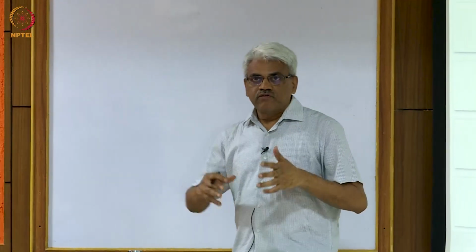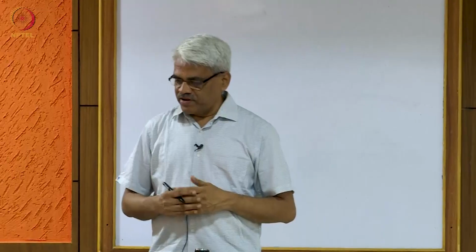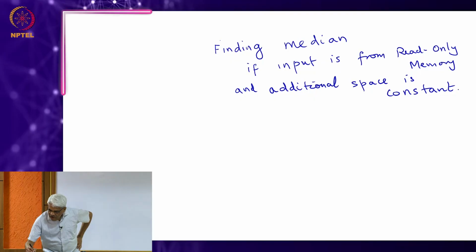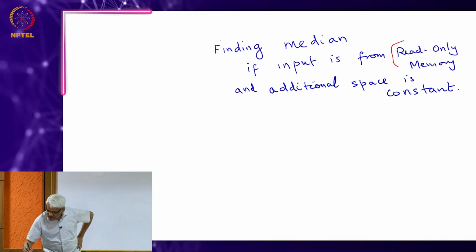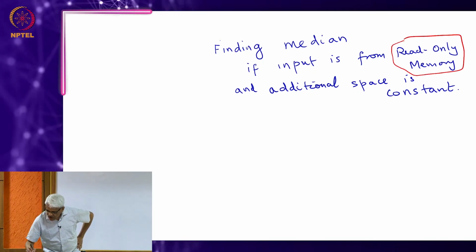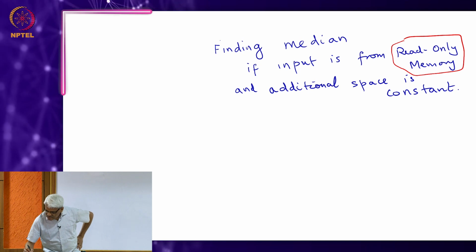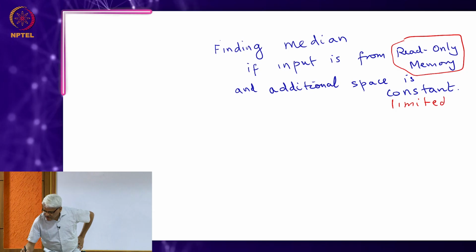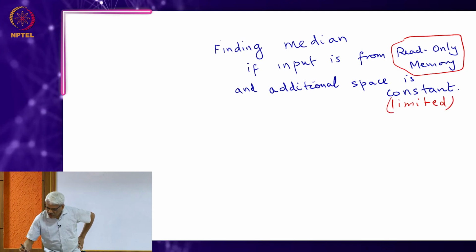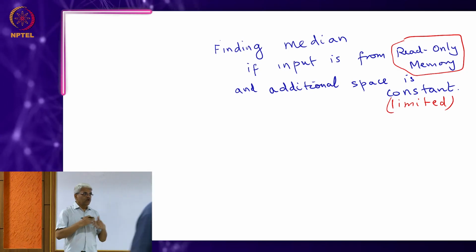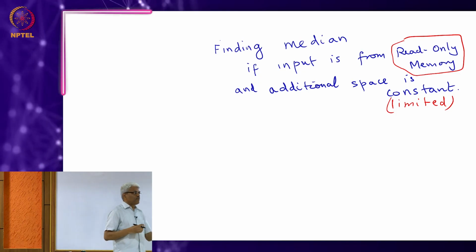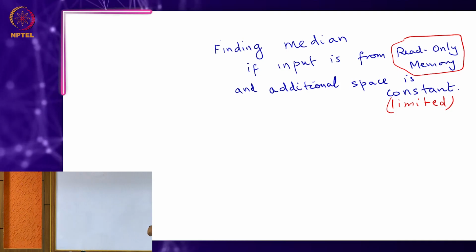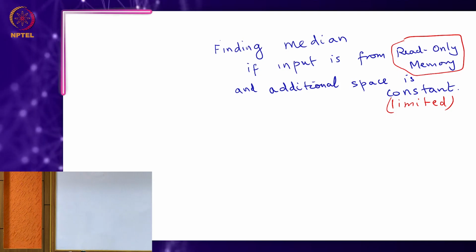So we look at now algorithms for big data, where I'm going to assume your data is coming from read-only memory, and let's say for now my additional space is limited. It may not be all the way to constant. So let's go back to our algorithm for finding minimum, maximum, second maximum, min and max, and so on. So suppose the data is in read-only memory.